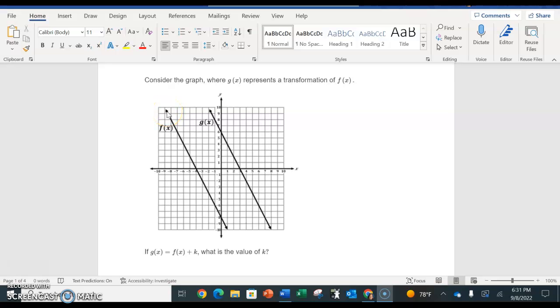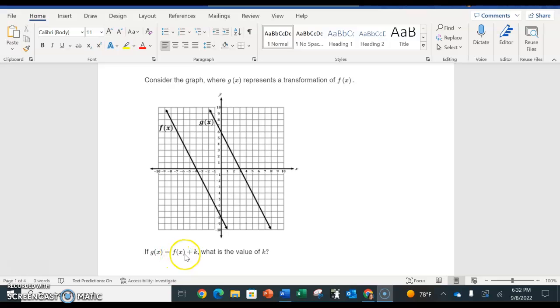All right, so the first question says consider the graph where g of x represents a transformation of f of x. If g of x equals f of x plus k, what is the value of k? All right, so you remember if there's a number inside the parentheses, that means you move left or right opposite the sign. And if the number's outside the parentheses, that means you move up or down the same as the sign. So this is basically saying how many units up or down does it move.